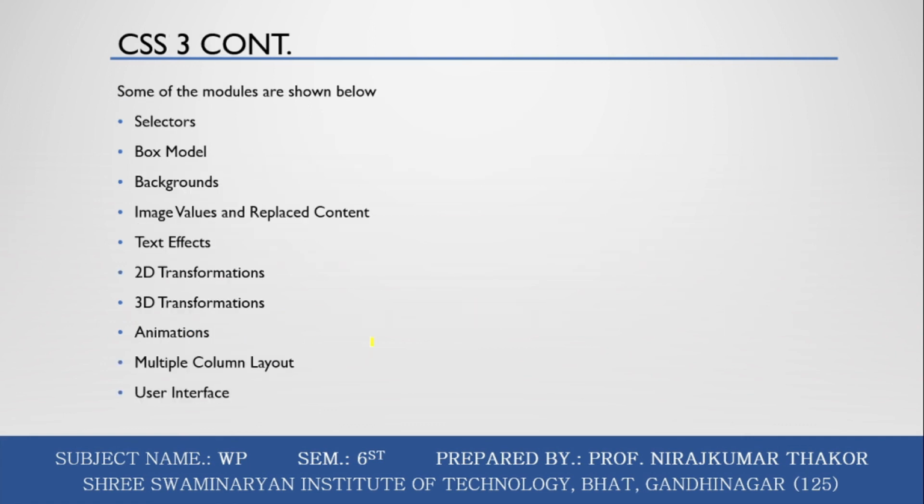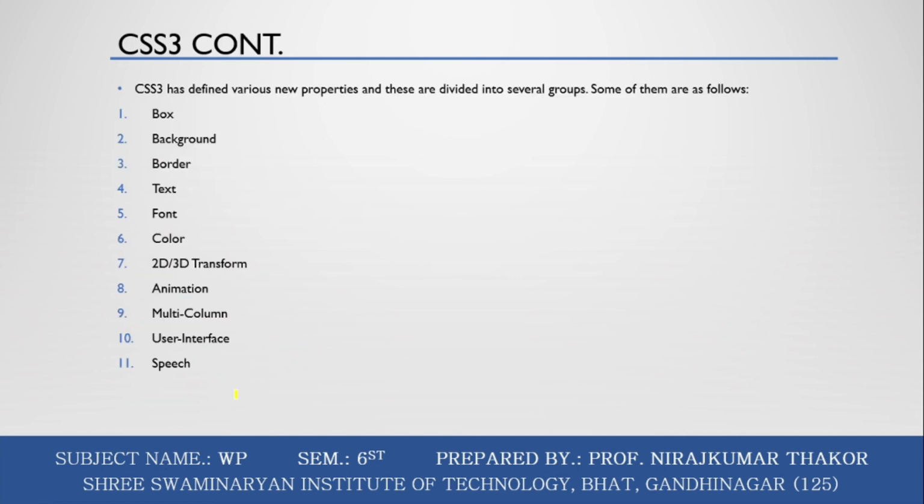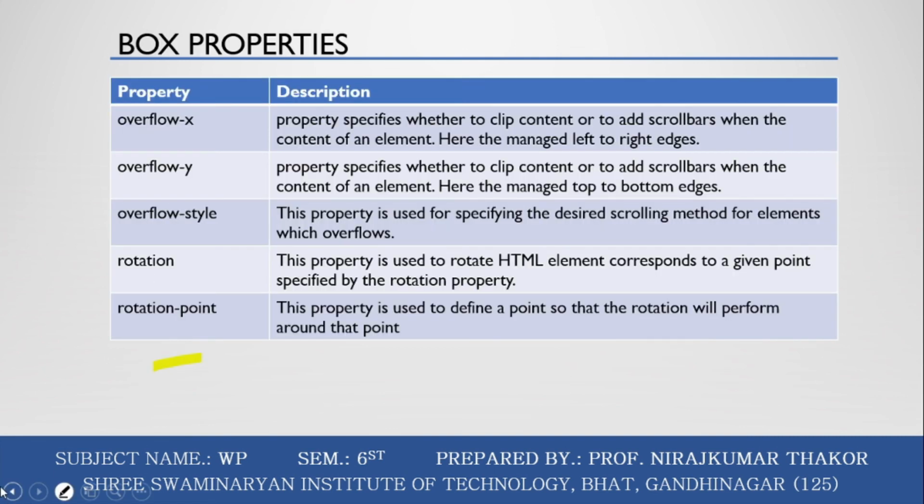Okay, so this is CSS3. Some of the modules are shown below. The first ones are selectors, box model, background, image values and replaced content, text effects, 2D transform, 3D transform, animations, multiple column layout, and user interface. CSS3 has defined various new properties, and these are divided into several groups. Some of these are box, background, border, text, font, color, 2D transform, animation, multi-column, user interface, and speech.